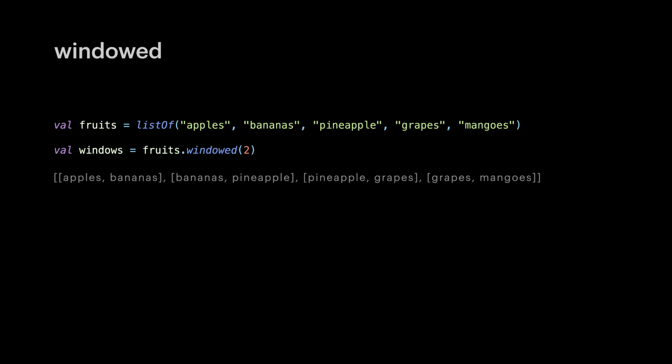You can also override this behavior by defining a step parameter. By default, the step parameter value is set to 1. Also, if the step and the size are the same, you are basically chunking the list. It will have the same behavior as having used the chunked function.